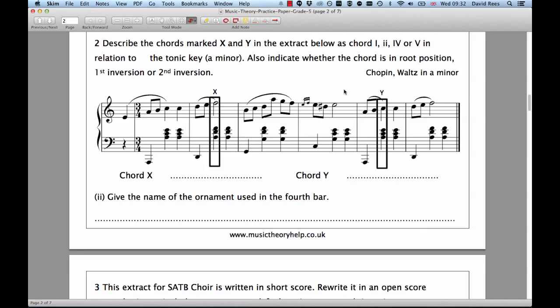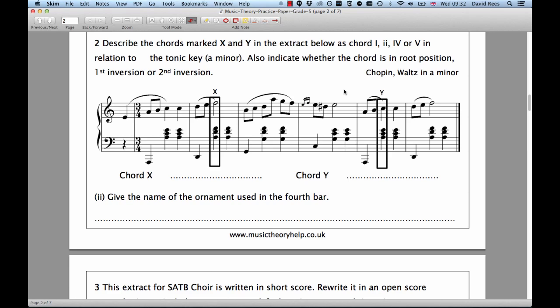Question 2 says, describe the chords marked X and Y in the extract below as chord 1, 2, 4 or 5 in relation to the tonic key of A minor. Also indicate whether the chord is in root position, first inversion or second inversion. So this is a question all about harmony.